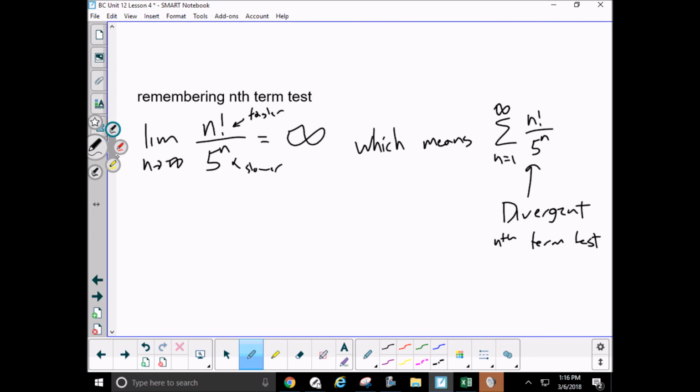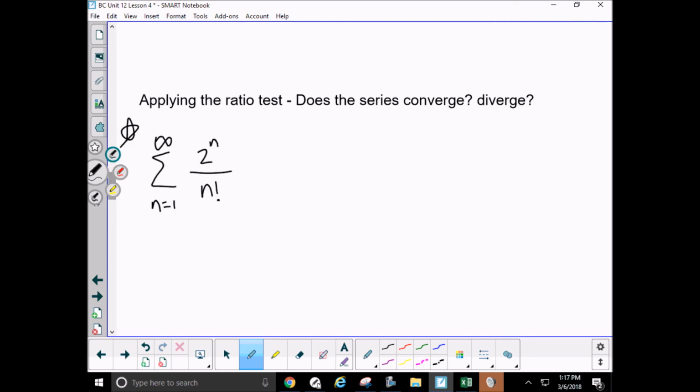But what if I flipped it? What if I had 5 to the n over n factorial? Are we convergent or divergent? Let's assume this is 5 to the n over n factorial. Well, it's not a p-series, so I can't use a p-series test. It's not a limit I can compare to anything that I know, so I can't use the direct comparison test. It's not a geometric series, so I can't use that test. What do I have to use? I have to use the ratio test.